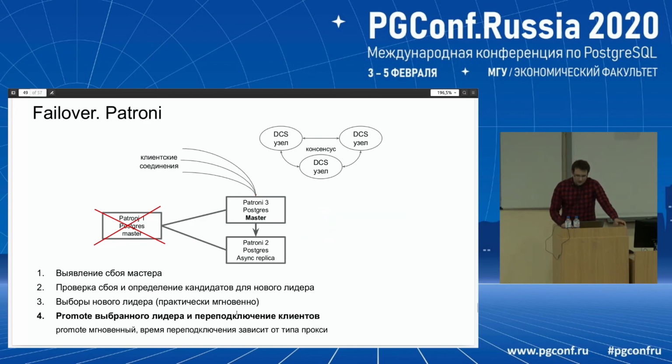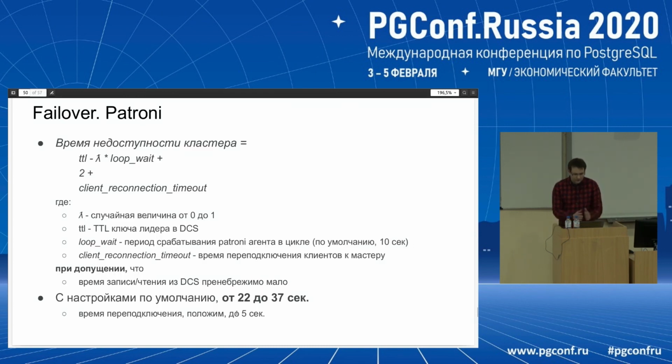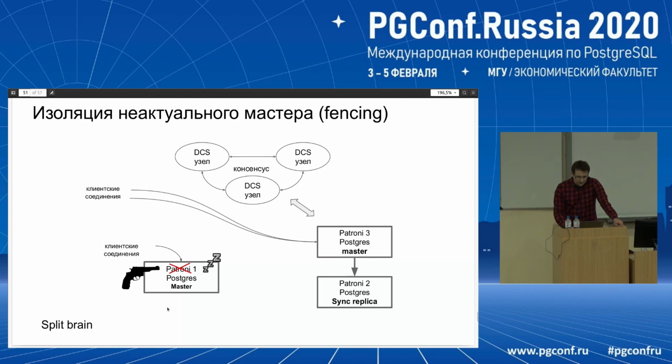Well, and what happens next? All the clients will have to reconnect to the new master. In total, if we are using default settings and DCS is stable, then it takes about half a minute, on the condition that all the proxies get reconnected in 5 seconds.